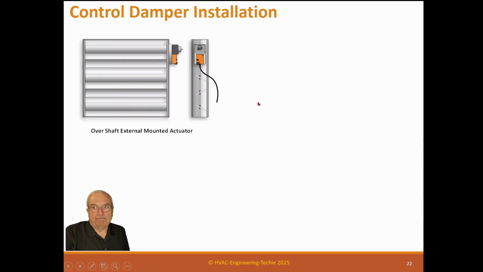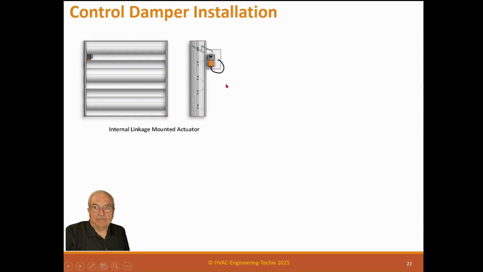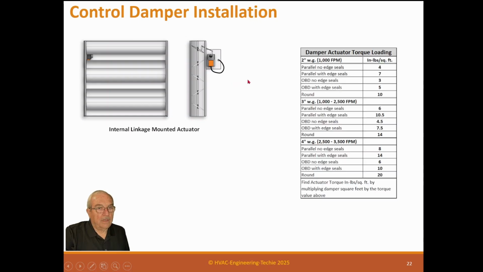Dampers: if you have a damper with an over-the-shaft actuator, and if it's free air cable or conduit, then you'll wire it up to the conduit if it has a conduit connection. And if the linkage is mounted inside the duct, then you'll have to penetrate the duct and bring the cable into the actuator. Damper actuator torque loading.